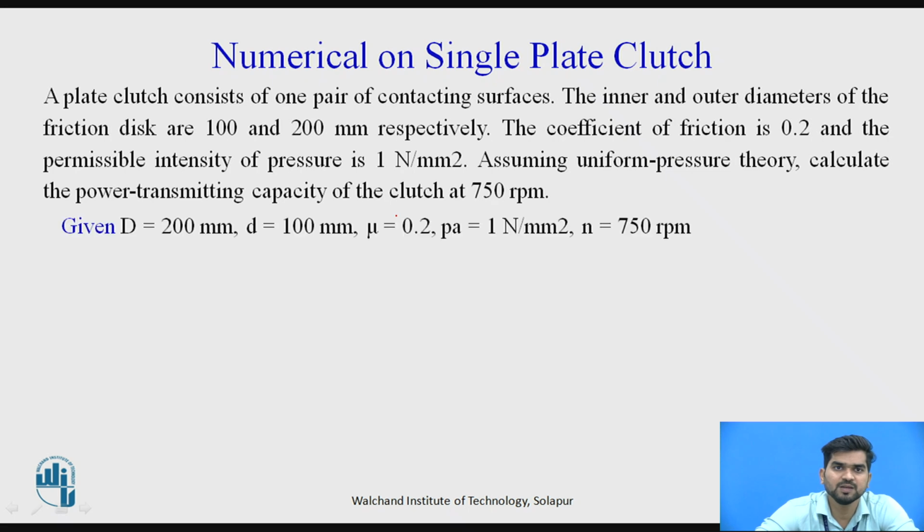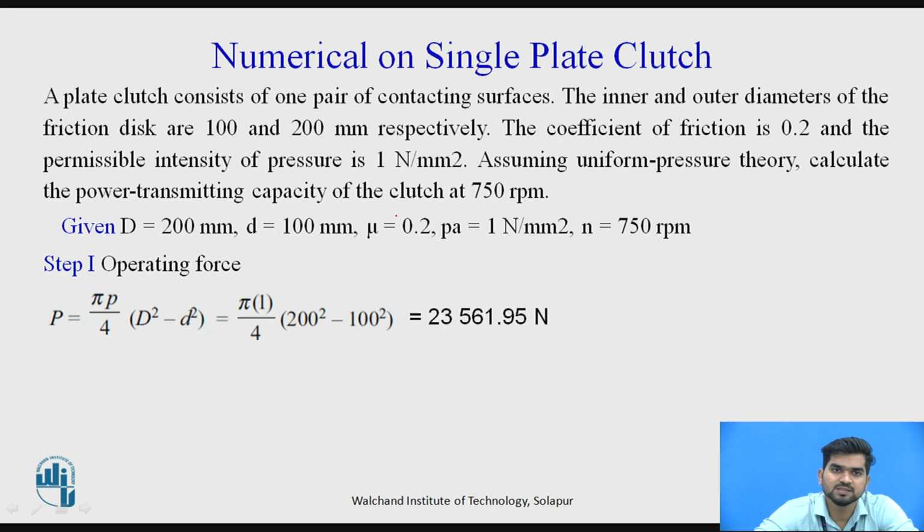So as per the statement, the given data is capital D is 200, small d is 100, coefficient of friction is 0.2, intensity of the pressure is 1 and the speed is 750 rpm. Now we can calculate the operating force, that is capital P. So we know the operating force capital P is equal to pi into p, that is the intensity of the pressure, by 4 in bracket capital D square minus small d square. Just put all the values, you will get the answer, that is the operating force is equal to 23,561.95 Newton.